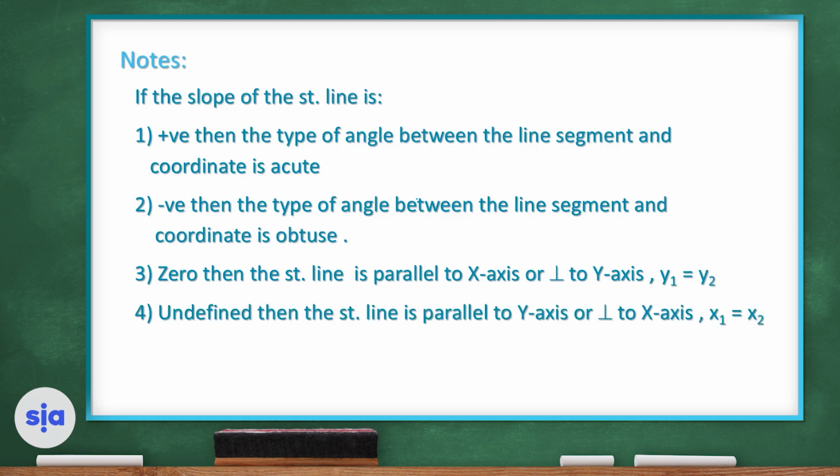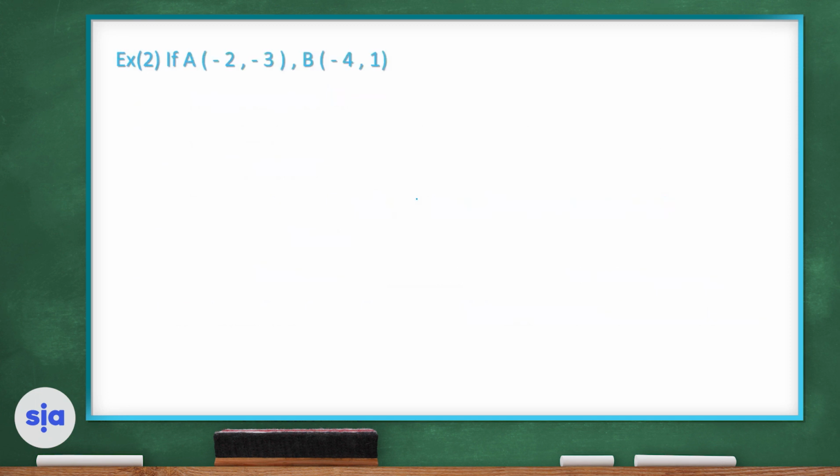If the slope of the straight line is undefined, then the straight line is parallel to the y-axis. This means it's a vertical line, or perpendicular to the x-axis, so x1 equals x2. Let's move to example 2.